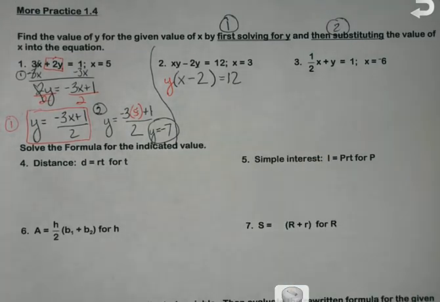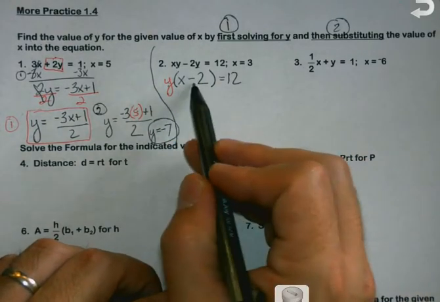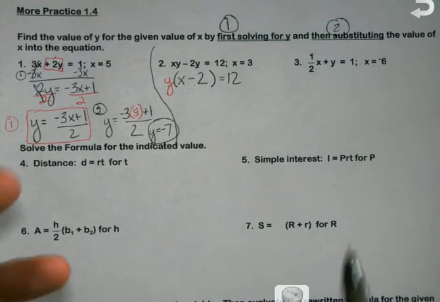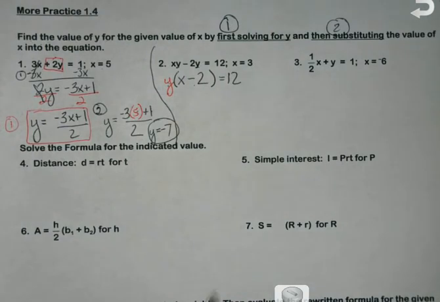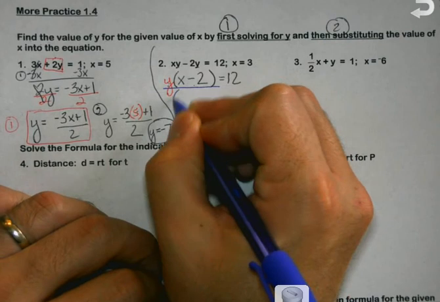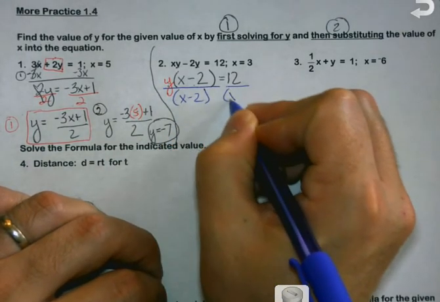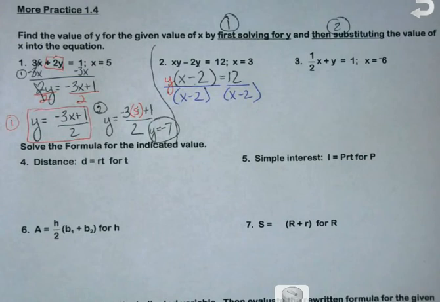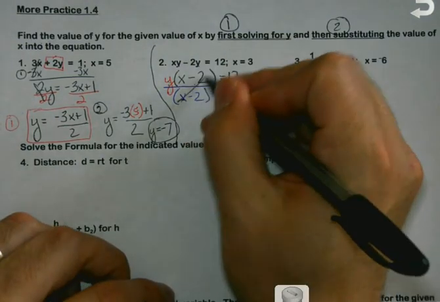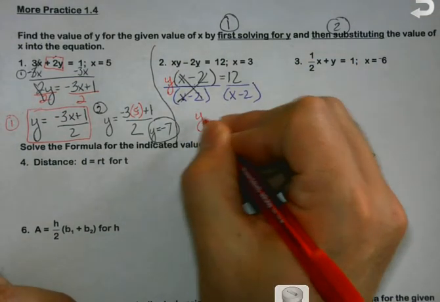But again, just remind yourself, what am I doing to y? And then do the opposite. Right now, I'm multiplying y by this set of parentheses, this quantity, x minus 2. So, the opposite of multiply is to divide. So I get my y by itself.